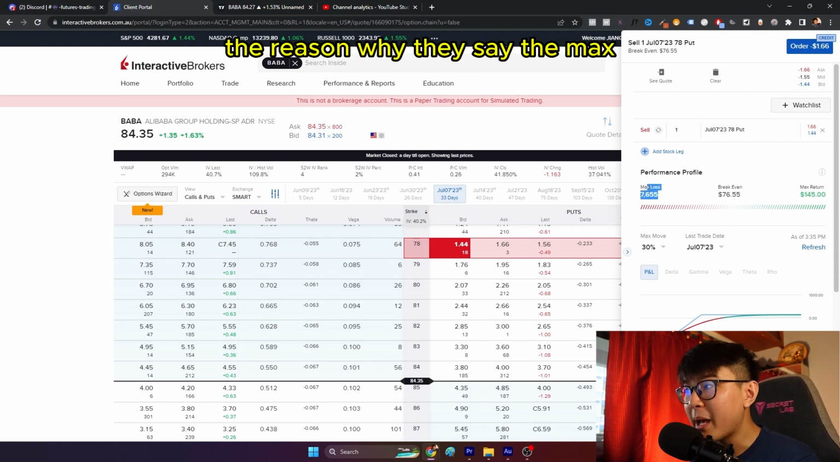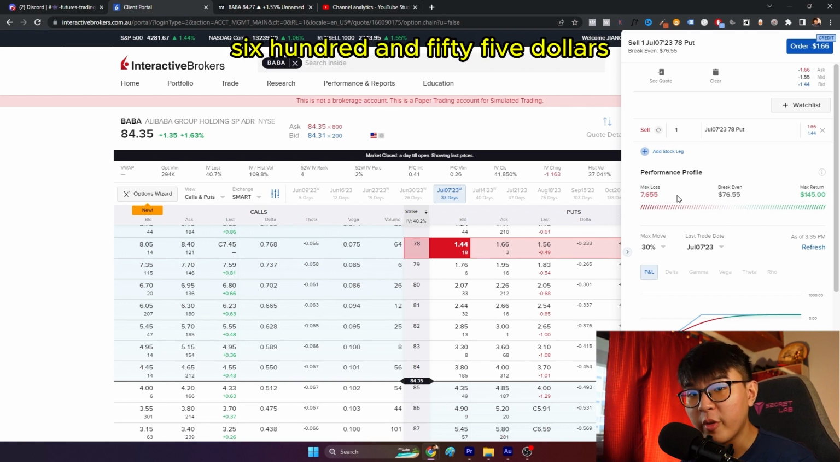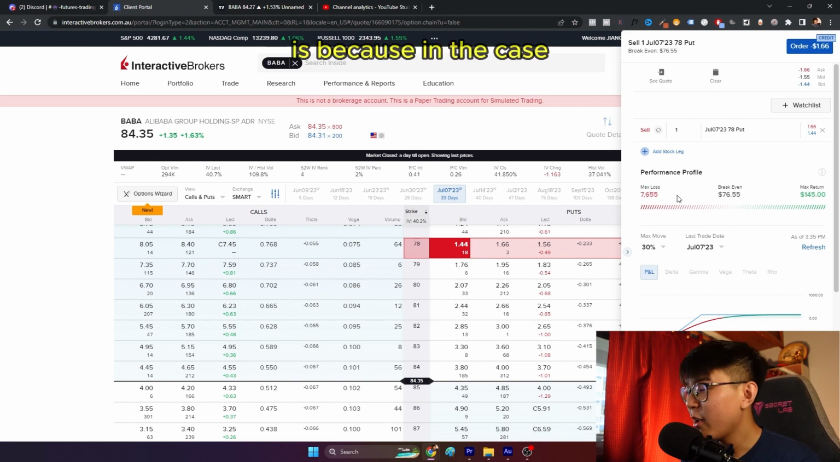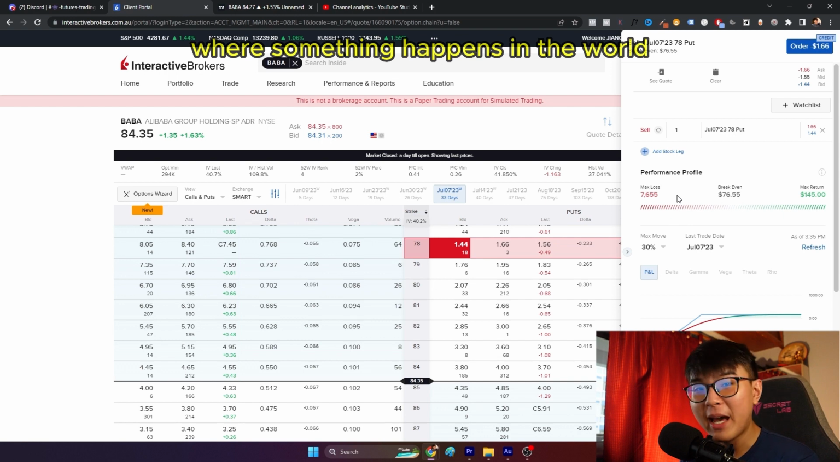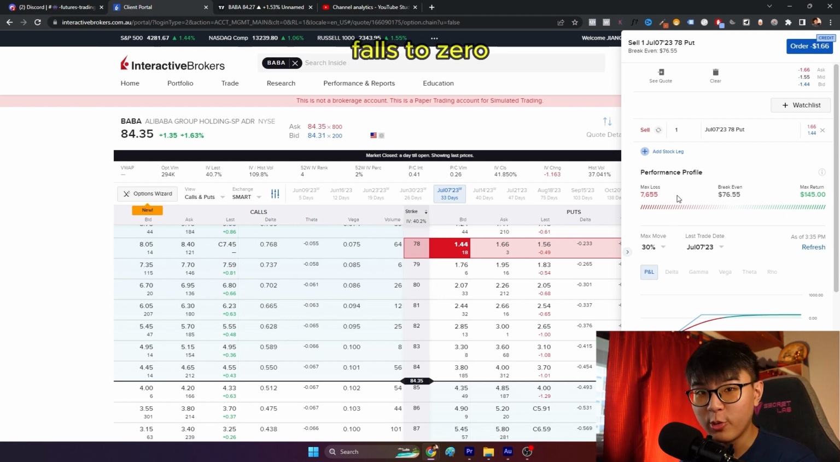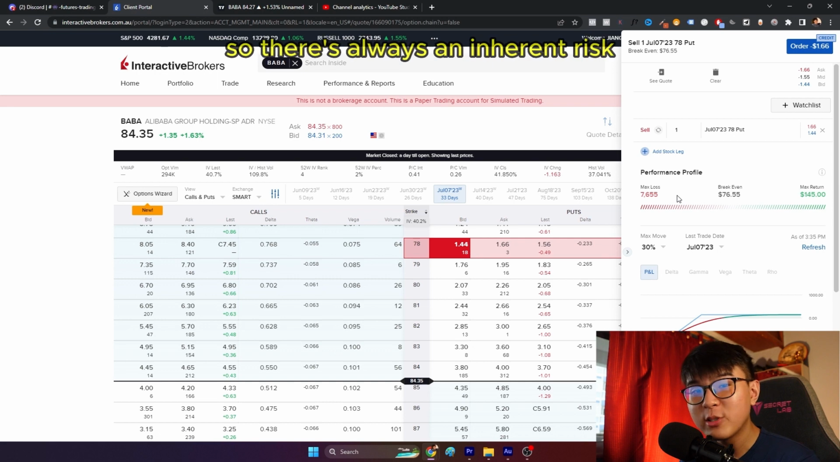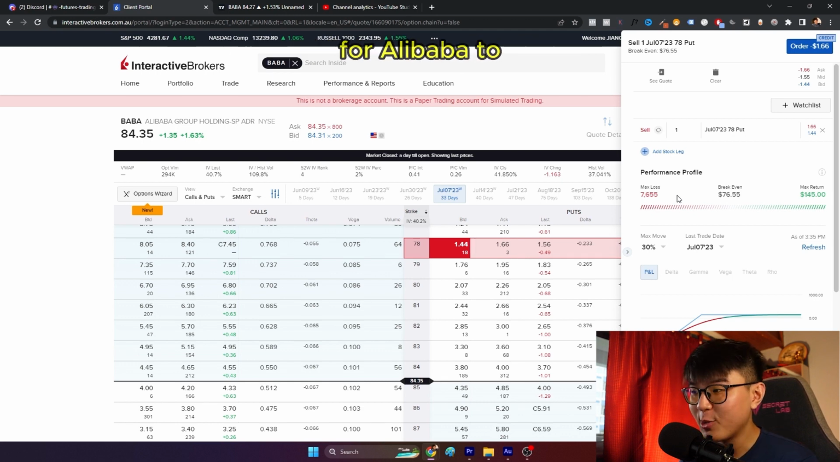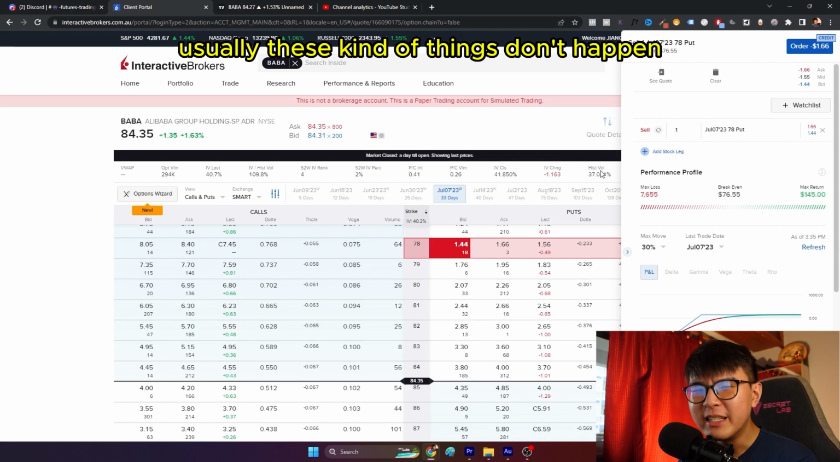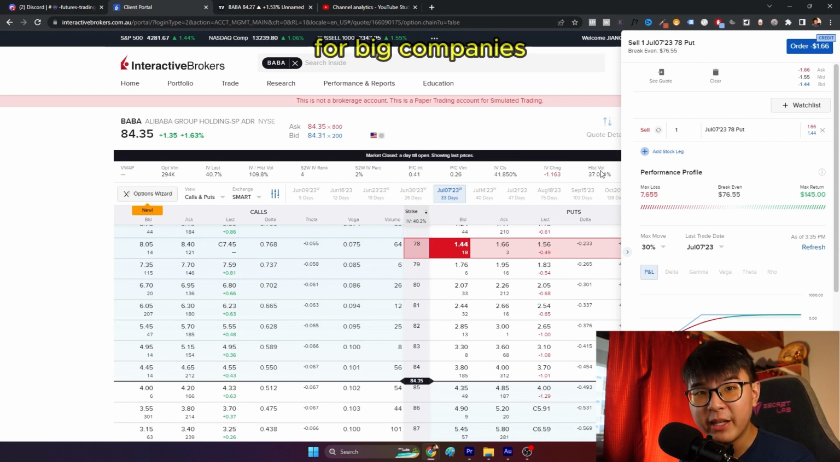The reason why they say the max loss is at $7,655 is because in the case where something happens in the world and the stock value of Alibaba falls to zero, that means you completely lose all your money. So there's always an inherent risk that you'll lose all your money when you're selling put options. But of course, with risk come reward. Something big must really happen for Alibaba to fall from its current stock price at $84 to $0. I would dare say 99% of the time, usually these kind of things don't happen for big companies. The chances of them going to zero, it's extremely low.